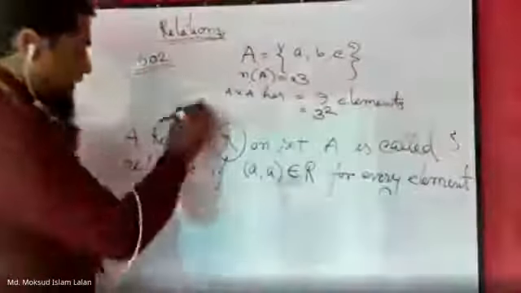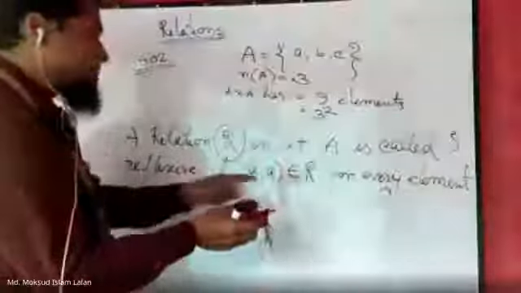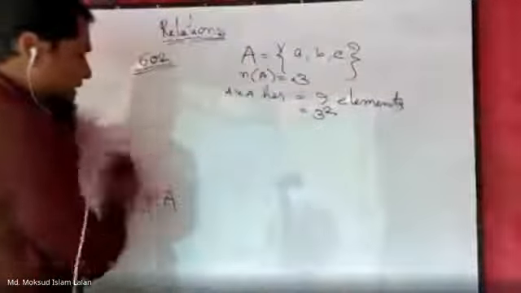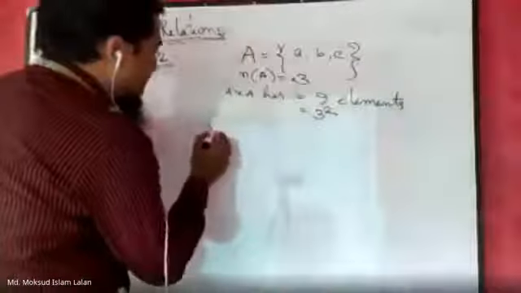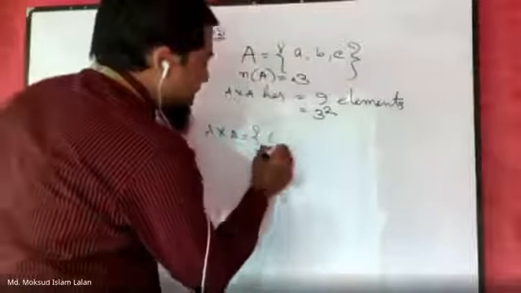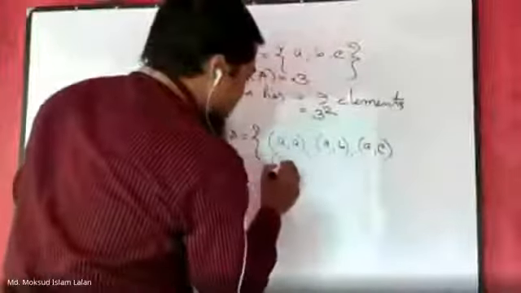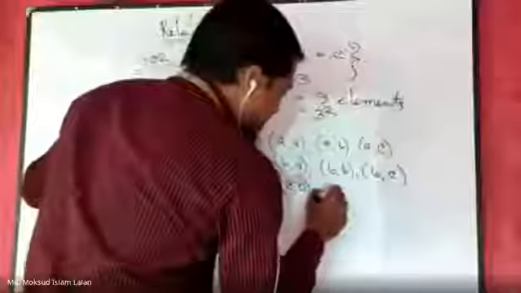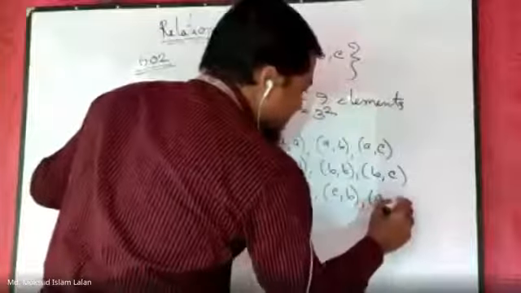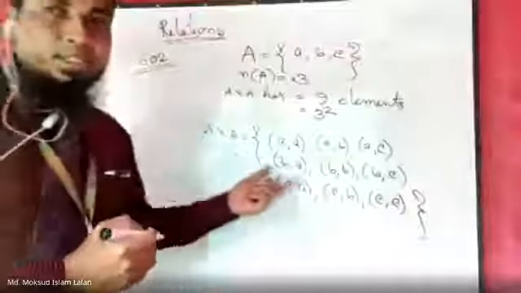Now coming to A cross A. We have written AA, AB, AC, then BA, BB, BC, then CA, CB, CC. These are the elements, 9 elements.